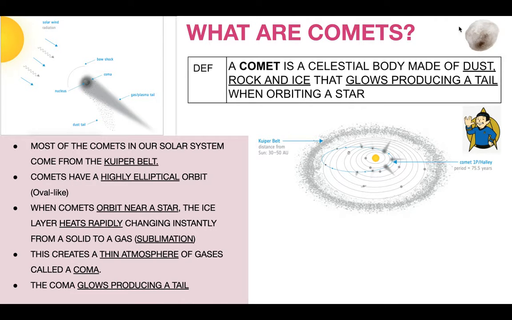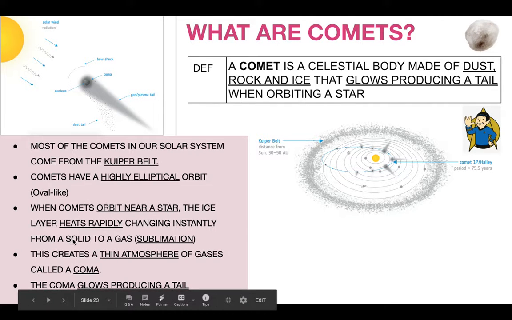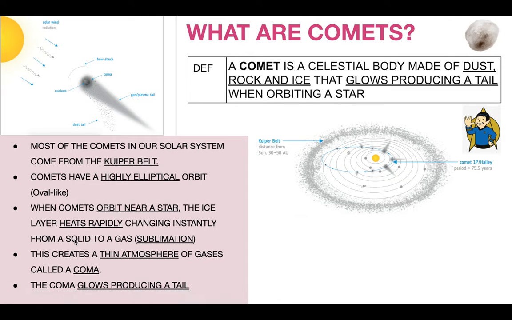the ice that surrounds the dust and rock, when it comes near the sun, gets so warm instantly that it undergoes a process called sublimation, which is where it changes directly from a solid to a gas. So it doesn't actually melt first, going from solid to liquid. It goes directly from a solid to a gas, and it's called sublimation. And that sublimation causes a thin atmosphere, and we call this thin atmosphere a coma. Okay, and that then reflects the sunlight, which causes this glowing effect that we're used to.